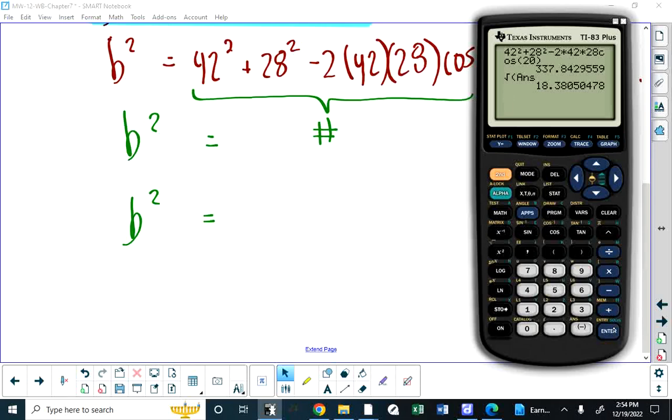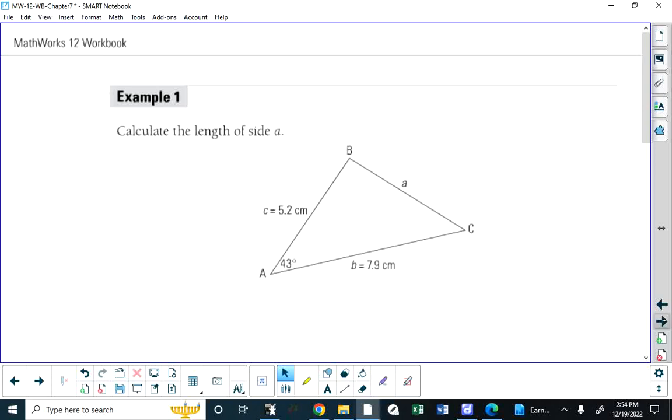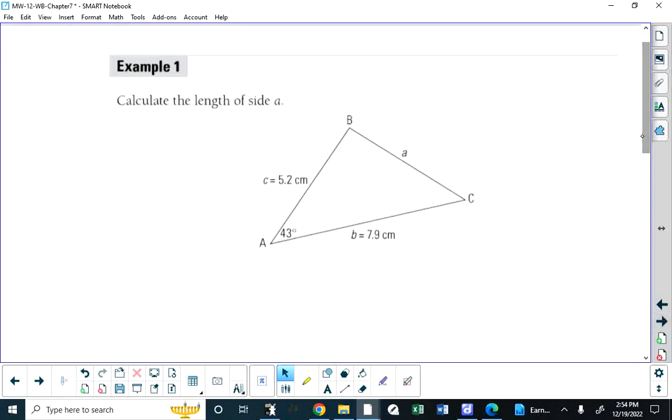Now, what I would like everybody to do, and I don't want you to do this just on your calculator. I'm going to give you a minute here to do example 1 on your own. It's on the next page of your handout. I want to see a statement that says a squared equals, and I want to see all the numbers that you're putting into your calculator. Then you can calculate the answer.